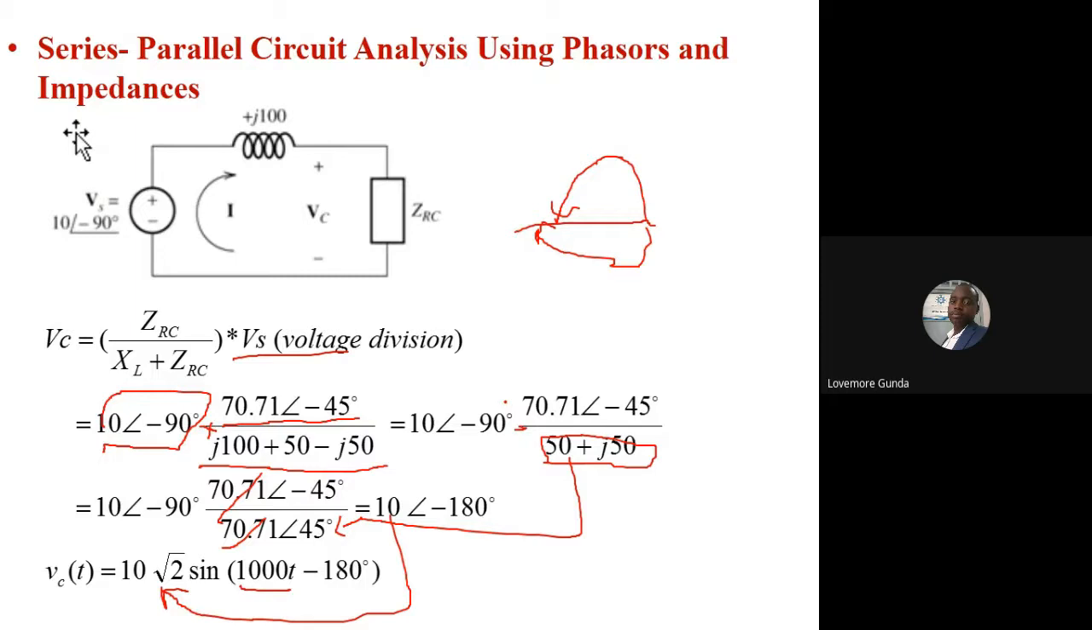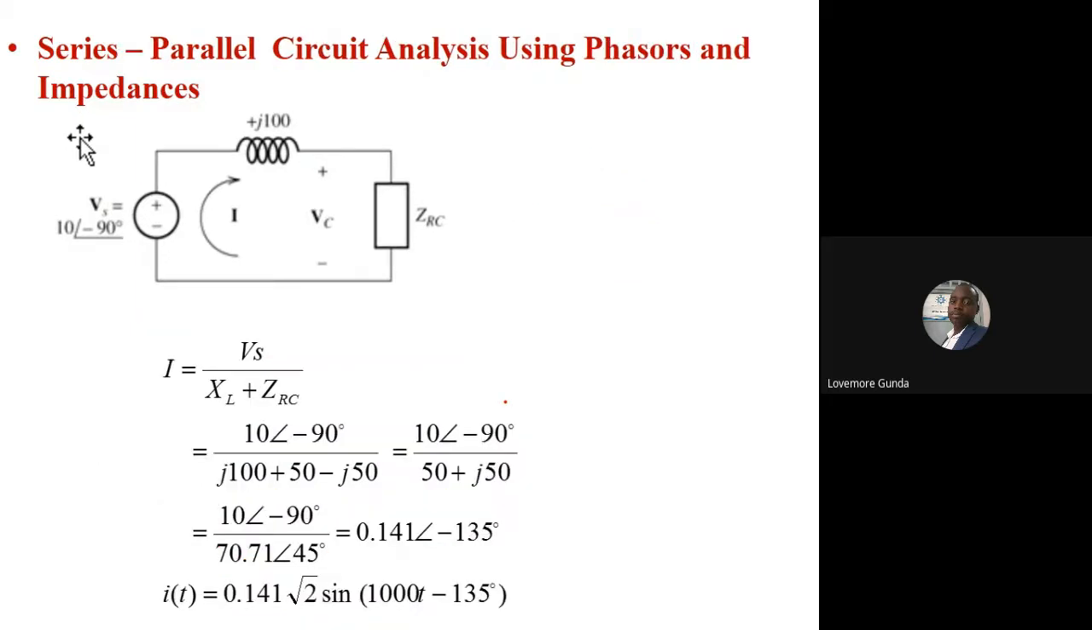180 and minus 180. The total current is the supply voltage over the total impedance. Now these two are in series, so you just add them, XL plus that. The only difference now is that you are not adding them directly. You are taking the J100 plus 50 minus J50, right? Then you want to convert this to polar and do your division, and you get 0.141 at an angle of minus 135 degrees.